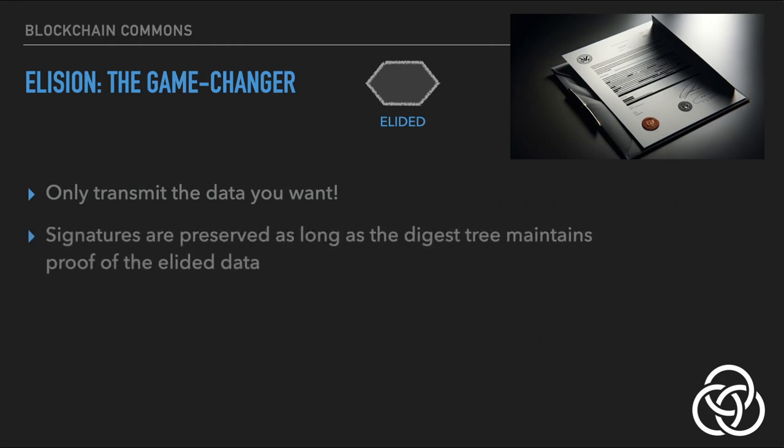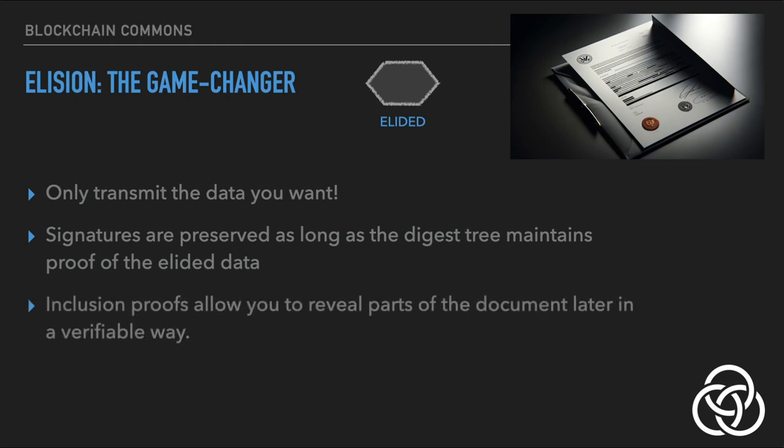Signatures on the document are preserved as long as the digest tree maintains proof of the elided data. And inclusion proofs allow you to reveal parts of the document later in a verifiable way. We call this progressive trust. Let's look at an example.